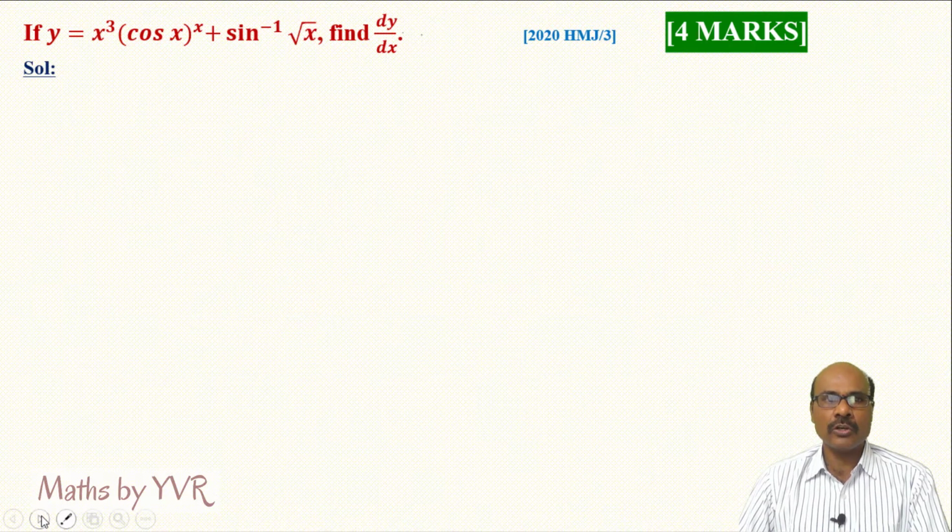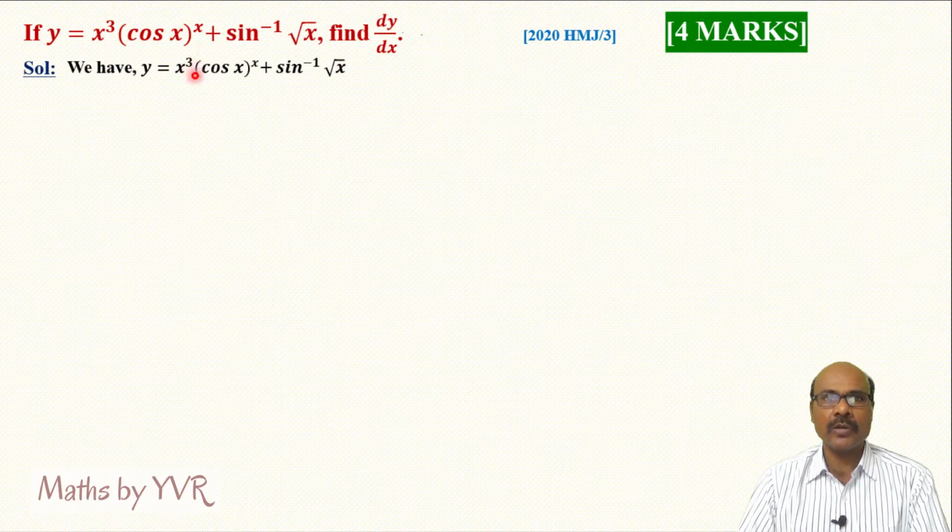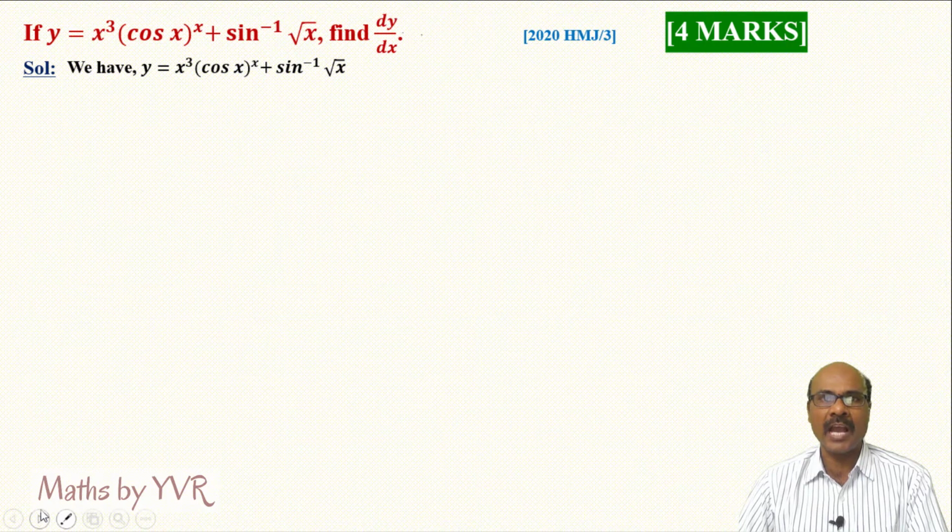To discuss the solution, what do we have in the question? We have y is equal to x cube into cos x whole power x plus sin inverse root x. So this is our actual function. Here if you observe, the first function in this question is x cube into cos x whole power x. So this total function, if we consider it as one number, from logarithmic functions we have one property.